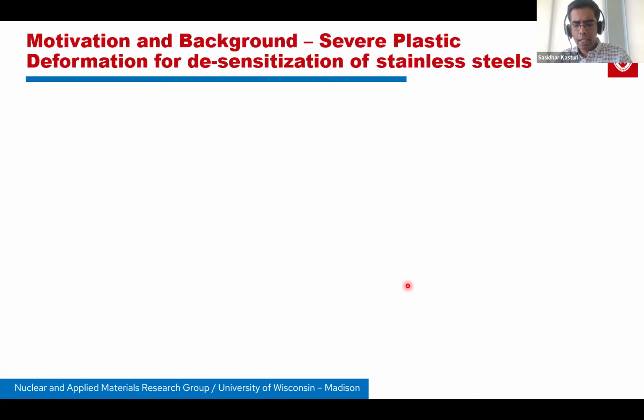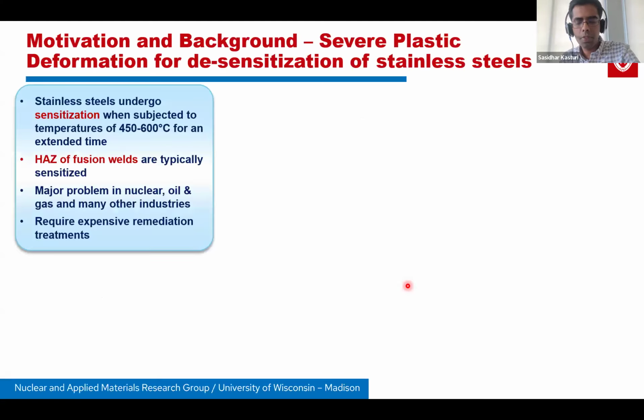So let's get started. To give you a brief introduction about the concept of sensitization to those who are not familiar, stainless steels undergo a phenomenon called sensitization. This is a very well-known age-old problem when they're subjected to heat treatment in temperature regimes of 450 to 600 degrees Celsius, or sometimes 800 degrees Celsius, for a particular amount of time. They undergo sensitization.